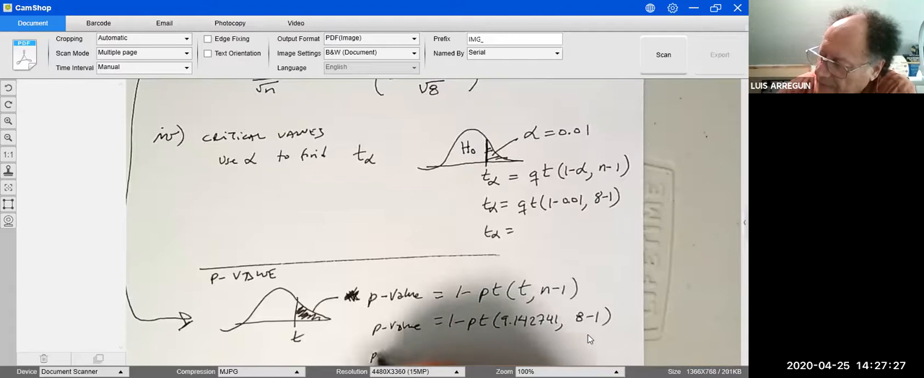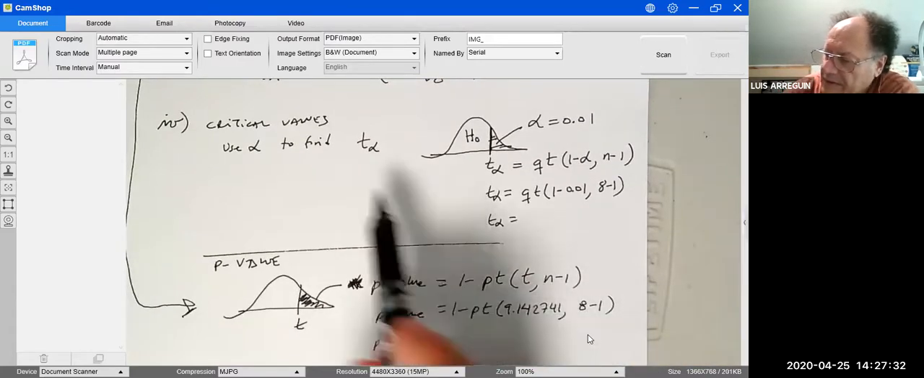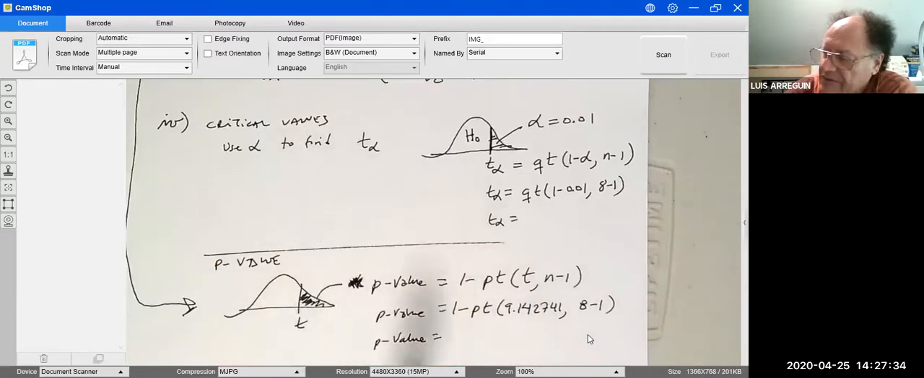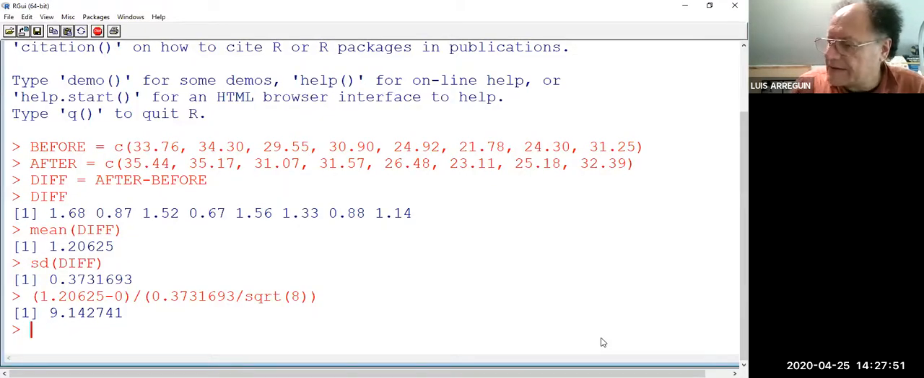Then we make a decision, and the decision is the same, either using critical values or using a p-value. So let's compute these values to be able to finish our problem. Let's go back and work in our R console. If you are looking for the critical value, you write qt of 1 minus alpha, which is 0.01, comma, degrees of freedom 8 minus 1.